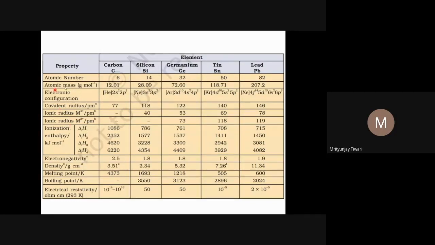Now let's see this table. Properties and all these things are summarized. The elements are carbon, silicon, germanium, tin and lead, and the property is the atomic number. The atomic number of carbon is 6, silicon is 14, germanium is 32, tin is 50 and lead is 82. From germanium to lead, the increase is 50. If you add 50 to 32, you get 82, the atomic number of lead. And from 14, if you add 50 into 2, that is 100, so 14 plus 100, 114 will be the atomic number of flerovium.